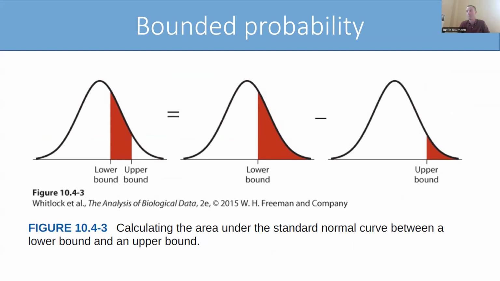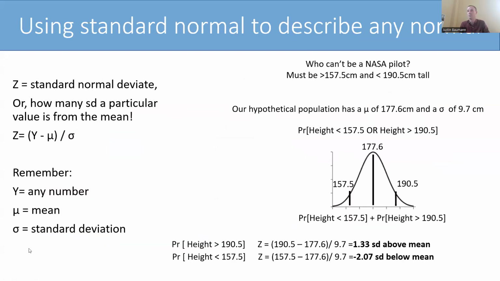We've learned how to multiply. We've learned how to add and subtract and divide probabilities. This is how this works. But generally speaking, we can say, what if we want to do bounded probability? We can. Yay. Now, what's more important is that we want to use the standard normal to describe any normal distribution.